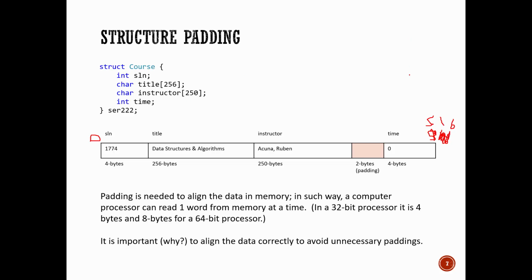That's fine, but the issue here is that 250 isn't a multiple of 4. Why does that matter? Let's say you're on a 32-bit architecture, and your CPU needs to make a request for a piece of data. It's going to request an entire word, so you manipulate 32 bits at a time. That's how much you can read at a time.